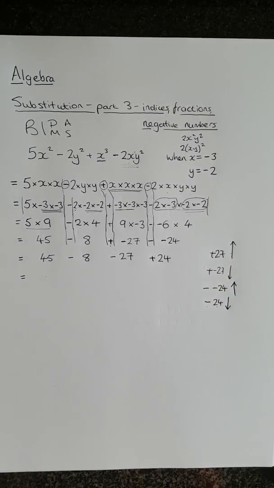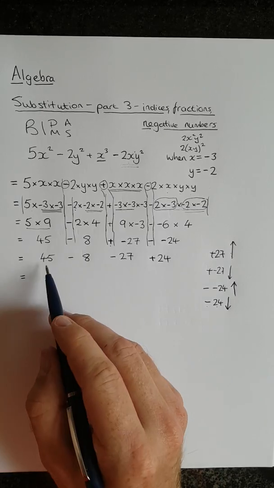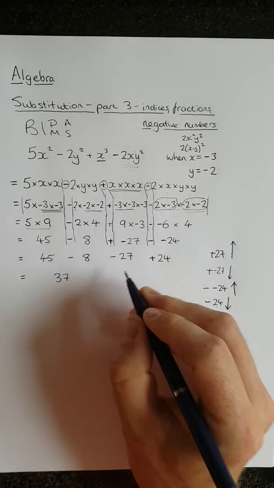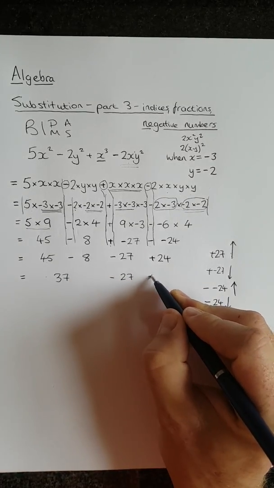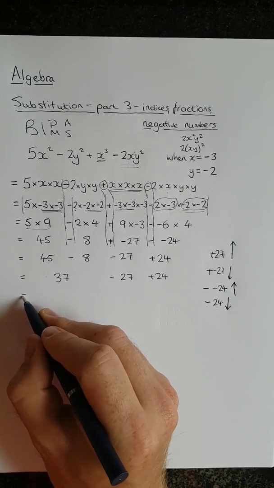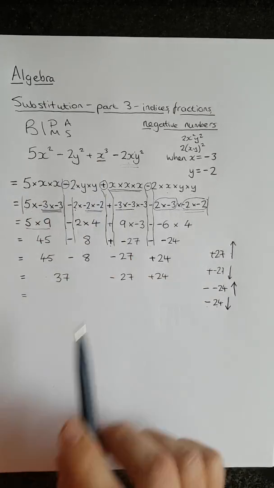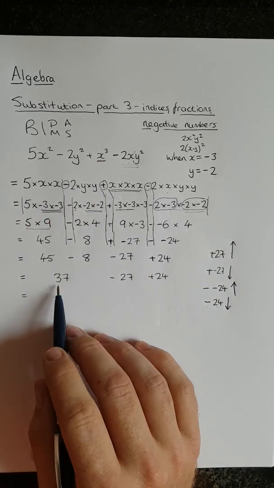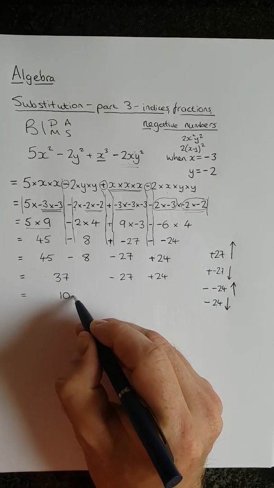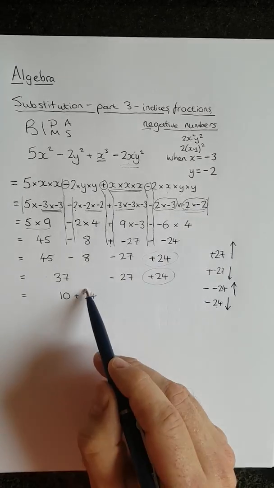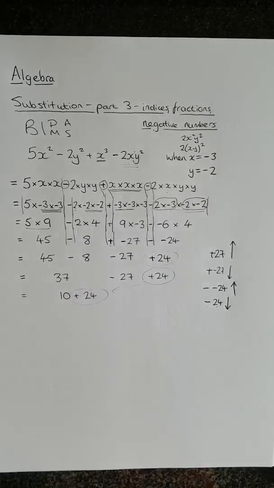Okay, now we're in a position to do our calculations. 45 subtract 8 is 37. Take away 27, add 24. I'm doing this in stages just because right now my brain's tired after all this and I don't want to make a mistake. 37 take away 27 is 10. Now it's perfectly okay to bring this 24 over here as I need to. And so your answer is 34.